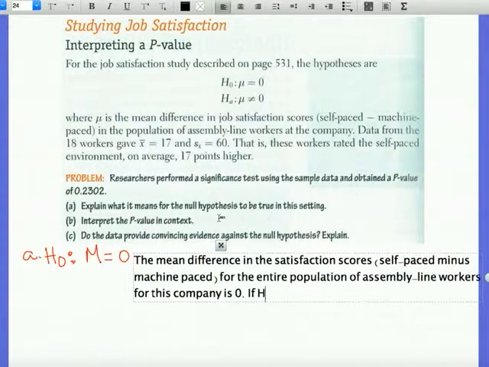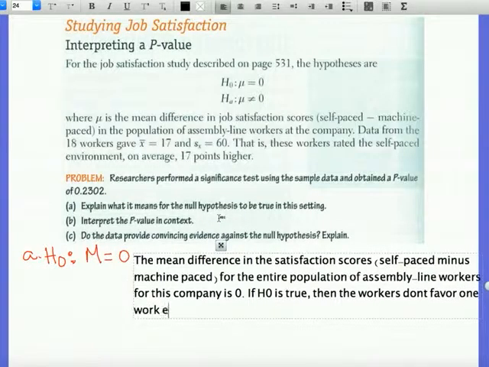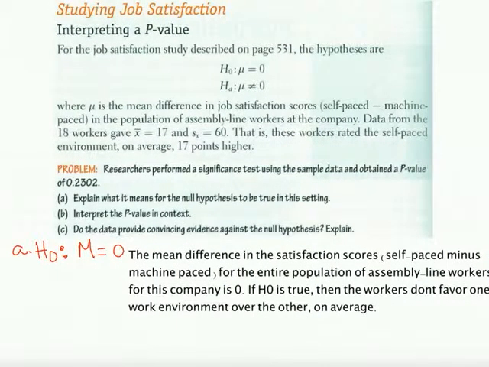If H sub 0 is true, then the workers don't favor one work environment over the other on average. So if H sub 0 is true, the mean would be equal to 0, which would mean that there was no difference in the self-paced minus the machine-paced. So it seems like everybody kind of likes both environments equally. All right, so then B.